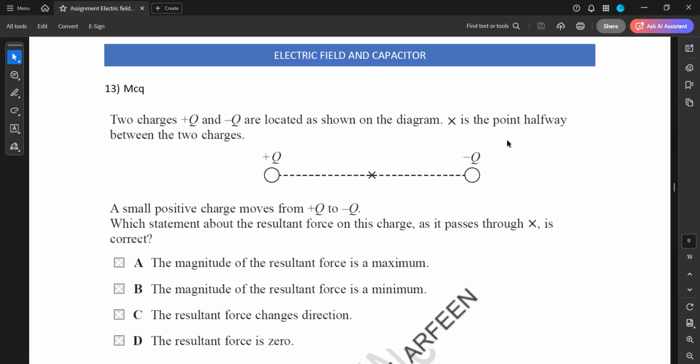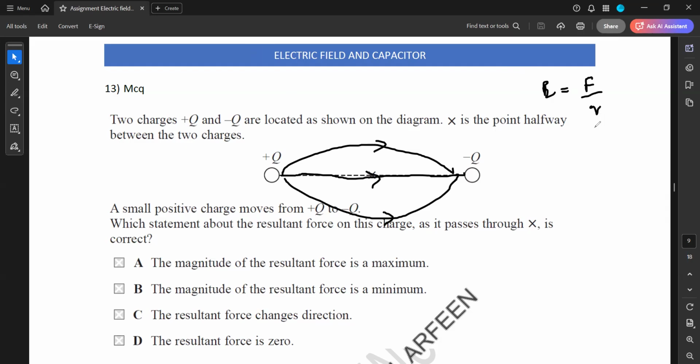Question 13. When we have two charges in the question, what about the electric field? As you can see, when we draw the electric field lines, they point out from positive and into negative. That's the pattern we draw. And remember one thing, if the spacing between the lines increases, the strength of the electric field will decrease. And we have the formula E equals F over Q, so if the electric field strength is decreasing, the force will also decrease.